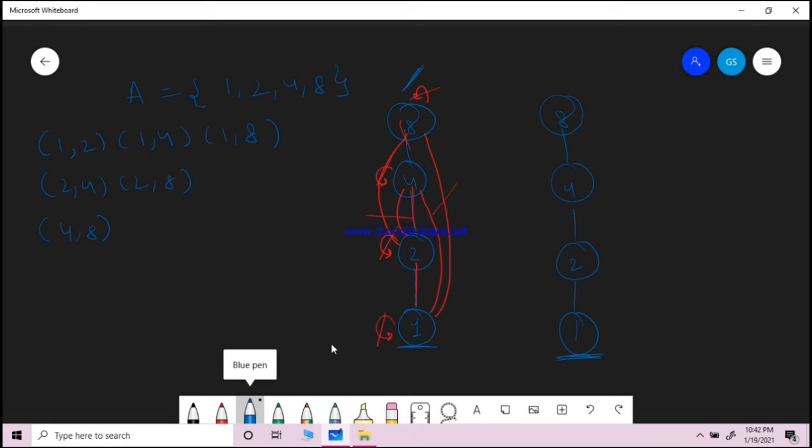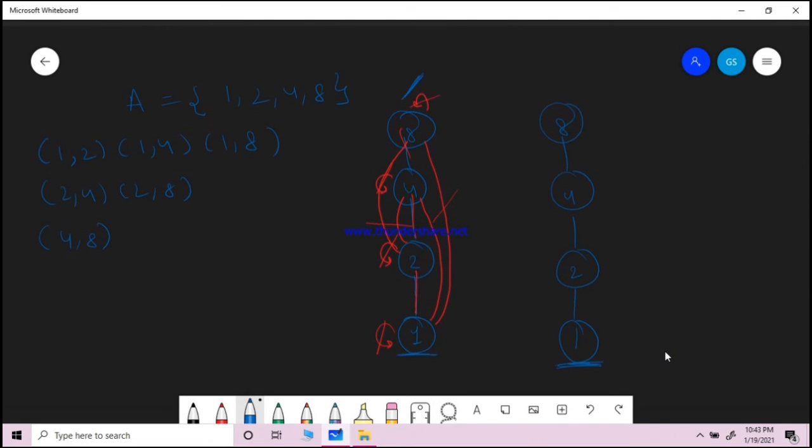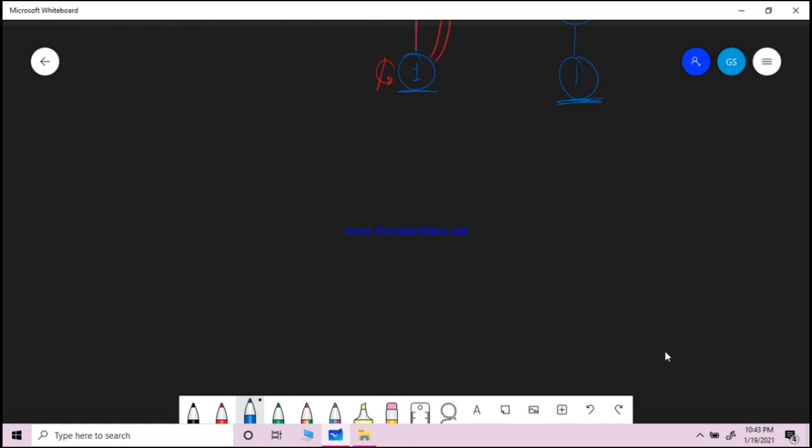Now let's see another example. And that is a poset. How can we represent a poset using a Hasse diagram? This is how you can draw it.